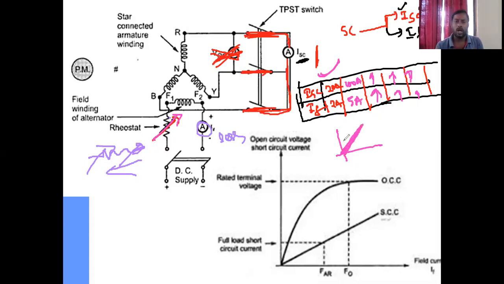I will explain later why the curve is linear during the SC test, but for now just remember how the curve will be. And if you conduct the test in the laboratory also, you will get the same linear curve. So this is the OC test, and this is the SC test.